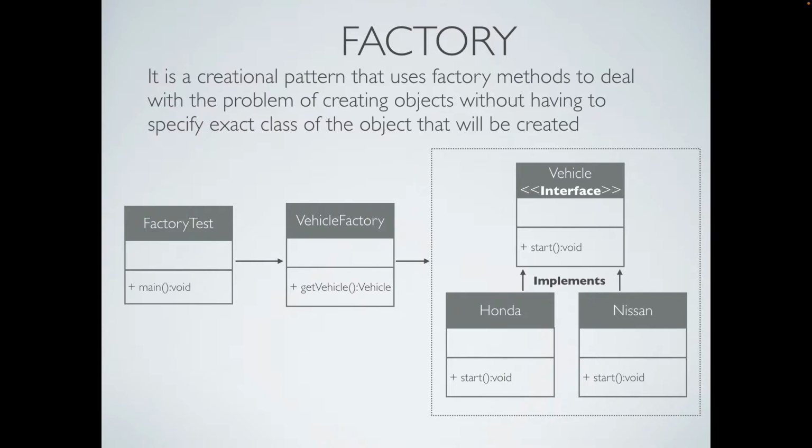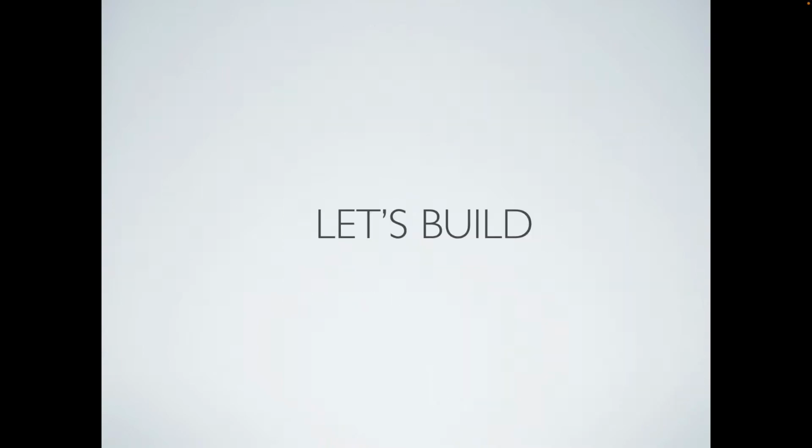Instead, if you are using a factory method, you don't have to know the underlying implementation, but you could generalize it in such a way that you could call the vehicle interface. If you can implement that in Honda and Nissan, you could use vehicle factory to generate that corresponding object without specifying the class name. Okay, let's build this example and maybe then you would understand better.